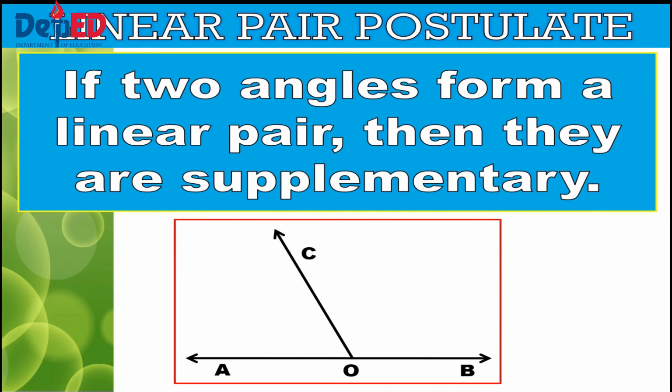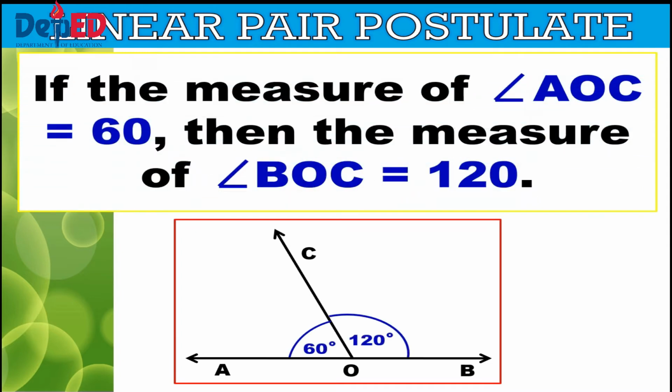If two angles form a linear pair, then they are supplementary. If the measure of angle AOC is 60 degrees, then the measure of angle BOC is 120 degrees. Since they are supplementary, the sum of the measures of their angles must be equal to 180 degrees.